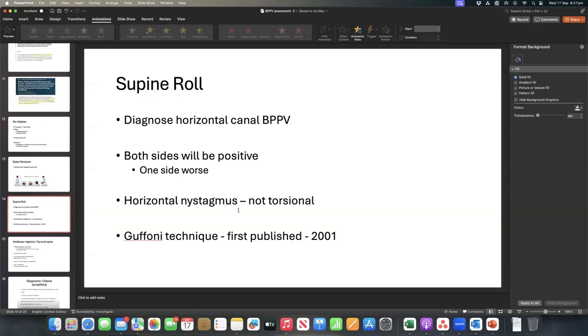So that's the gist of it. And if you get any of the horizontal canal stuff, you can refer that to us and we can do the repositioning for that. If you really want to know, I can take you through them all, but it would take a little bit of time and a bit of explaining.